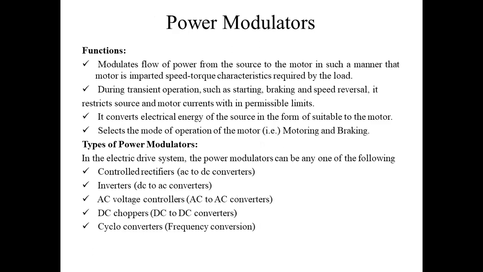This is the function of the power modulator. The power modulator regulates the flow of power from the source to the motor in such a way that the motor is imparted the speed-torque characteristics required by the load. That means we are controlling the motor output characteristics, speed and torque, by controlling the current and voltage. The current and voltage can be controlled by means of the firing angle.